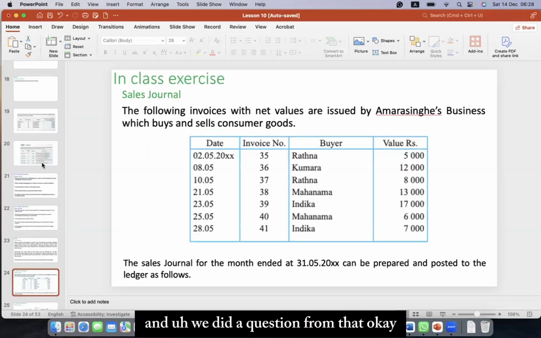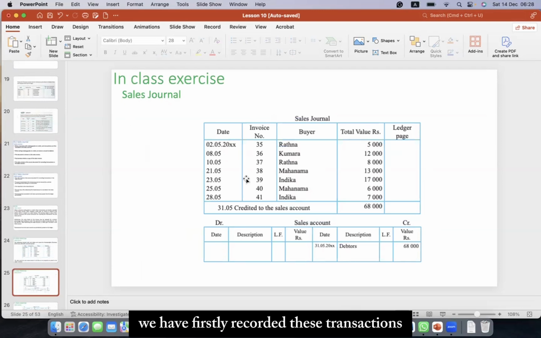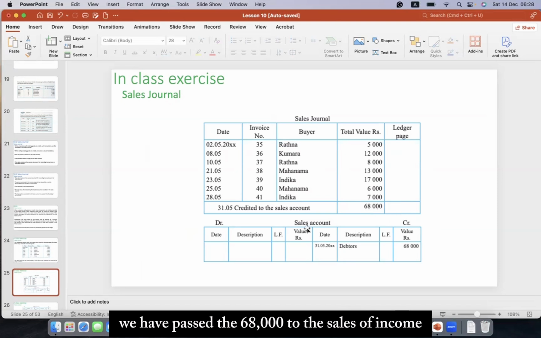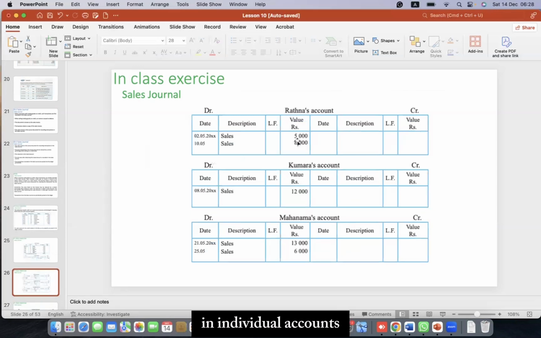And we did a question from that. Okay. So as you can see, we have firstly recorded these transactions in the sales journal. And then after the month end, we have passed this 68,000 to the sales account, income account, credit, debtors credit 68,000. And in individual accounts, person's name, they have this here.